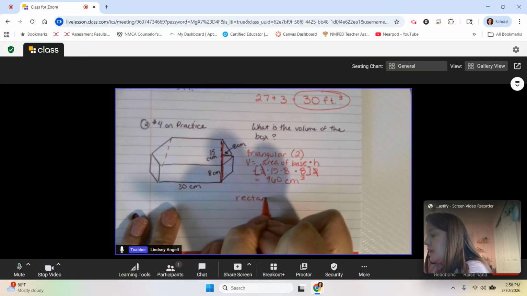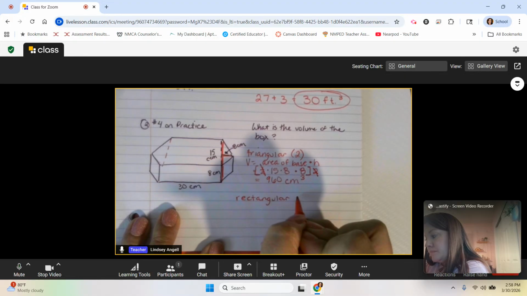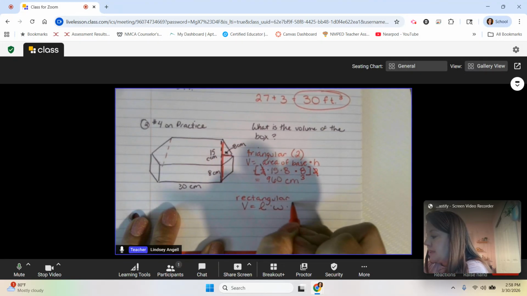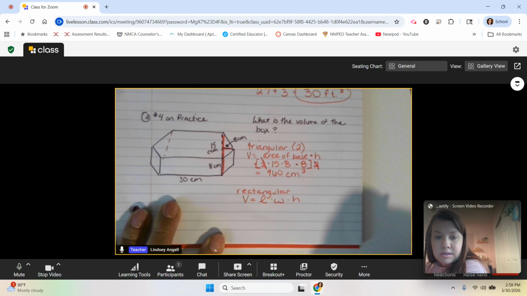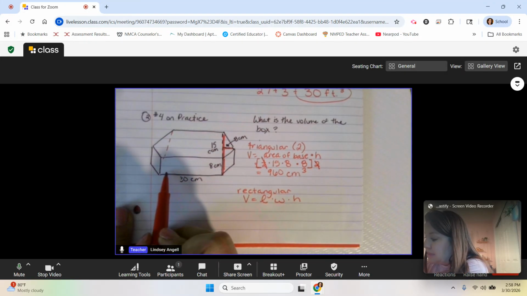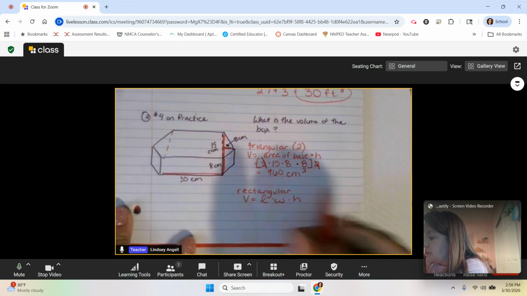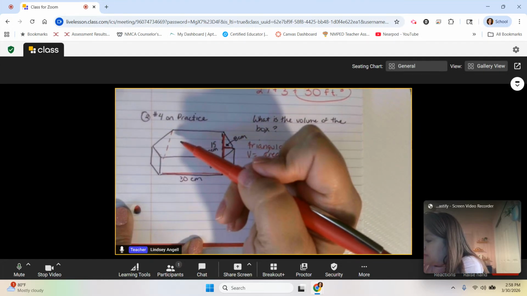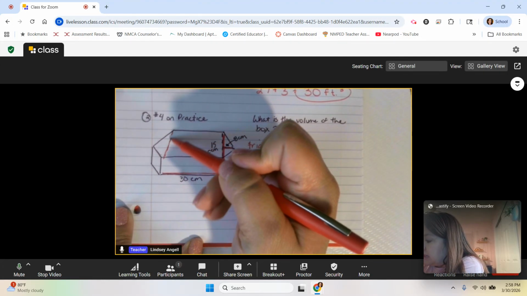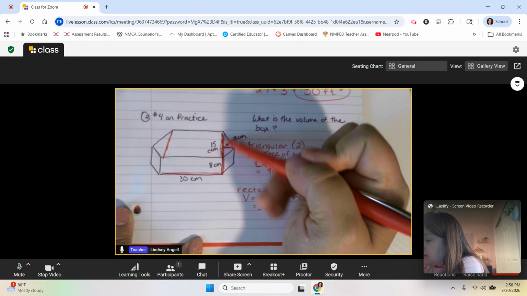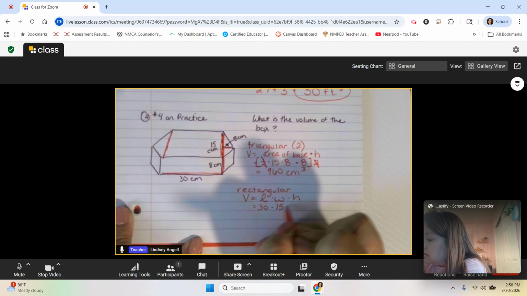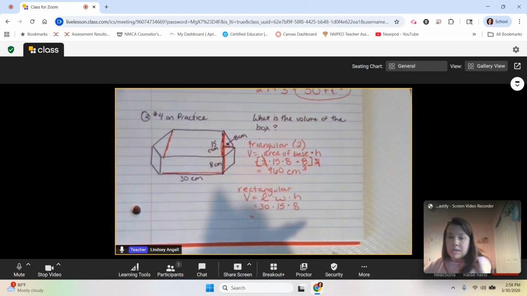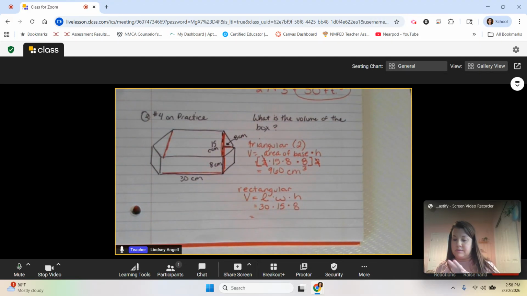For the rectangular prism, that volume is length times width times height. So the length is 30. The width, that would be 15. Okay, that's this guy here. That's the width of it. And then the height is also 8. So let's see what that is.